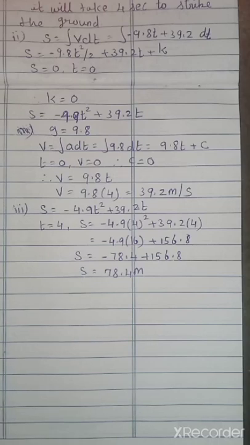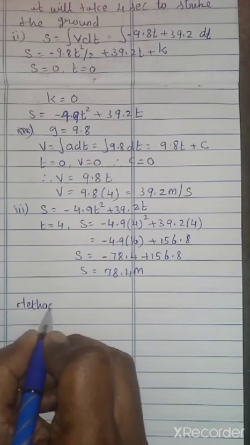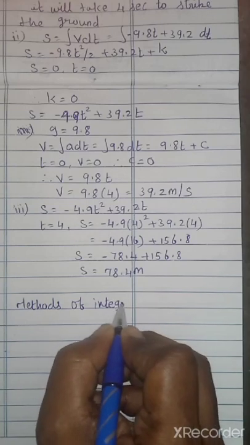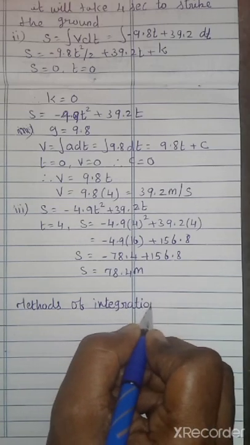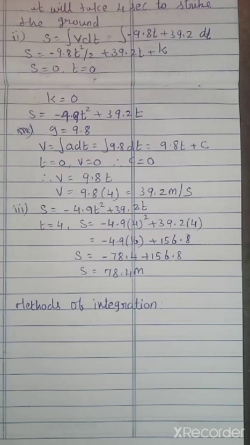Next one, we are going to see methods of integration. Methods of integration. So differentiation, like you have UV method, U by V method, chain rule, like that we have many methods, right? Similarly, integration also we have many methods. Okay, so what are the methods we are going to see is, take your page number 196.